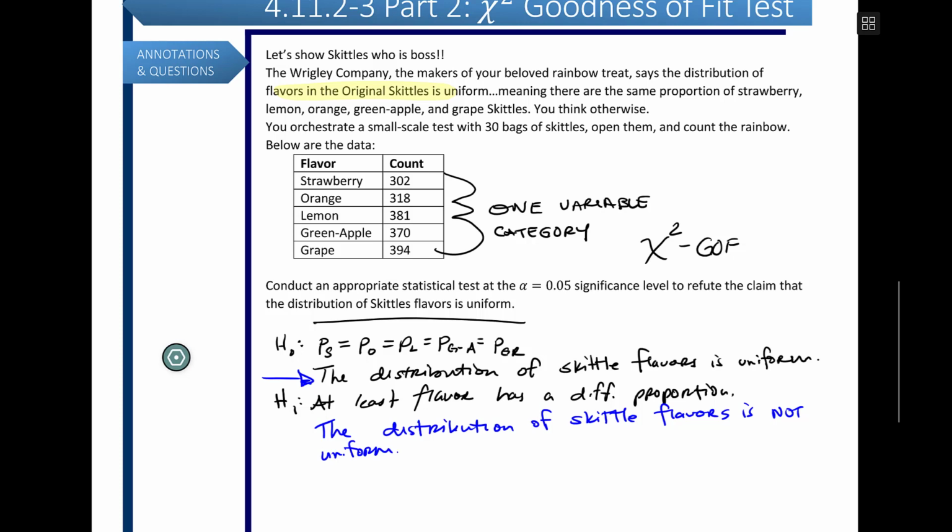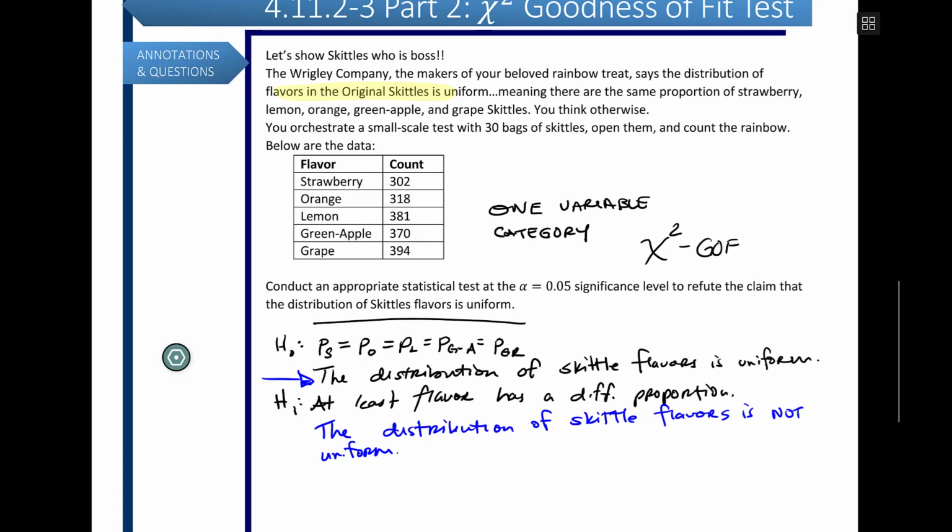Just the same way that we did that two variables are not associated versus two variables are associated, right? Here we are saying the distribution of flavors is uniform. The other we're saying they are not uniform. They are different from each other.